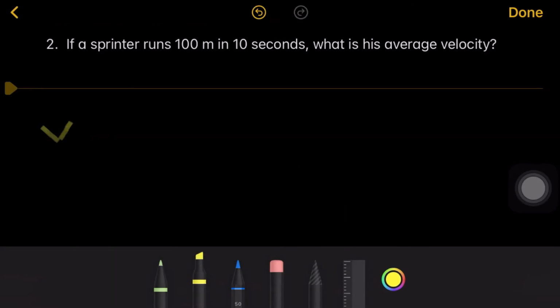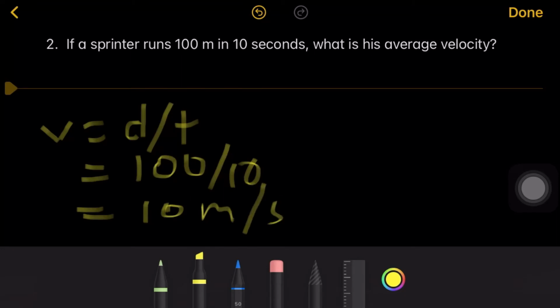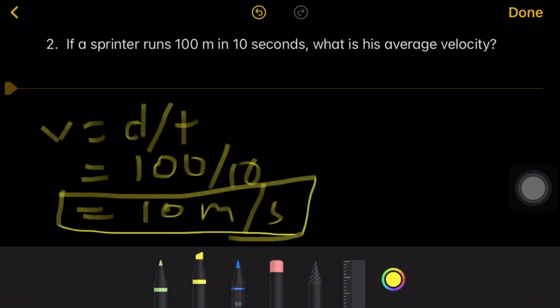The second sample problem: if a sprinter runs 100 meters in 10 seconds, what is his average velocity? The same as what we did in sample problem number 1. So 100 meters divided by 10 seconds equals, how much is it? 10 meters per second. That's the average velocity.